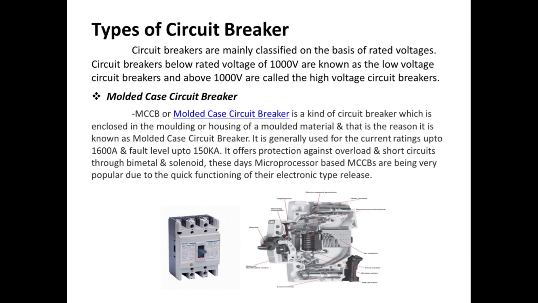This circuit breaker is used in buildings with three-phase voltage. MCCB is a kind of circuit breaker which is enclosed in a housing of molded material, and that is the reason it is known as a molded case circuit breaker. It is generally used for current ratings up to 1600 ampere and fault level up to 150 kiloampere.